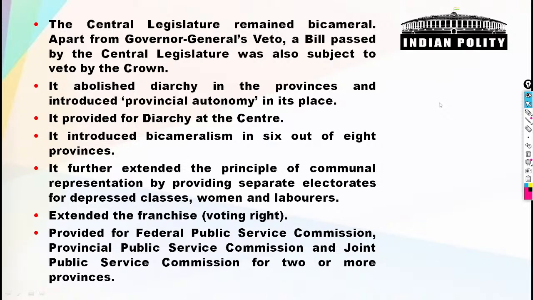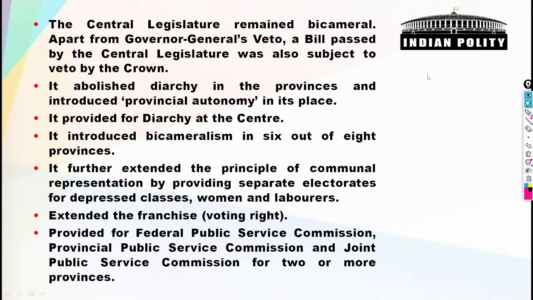Okay, that was the thing. It abolished diarchy in the provinces and introduced provincial autonomy in its place. So the diarchy that was introduced in the Government of India Act 1919 was abolished. Such abolition had already been recommended by the Simon Commission, hence the Act provided for the abolition of diarchy and in place of it provided provincial autonomy. However, it provided diarchy at the center, which could not take place.